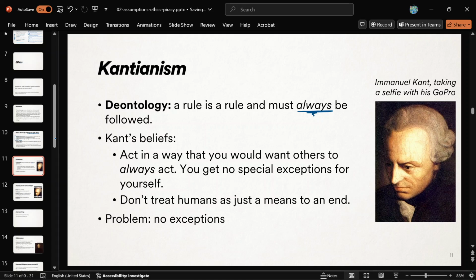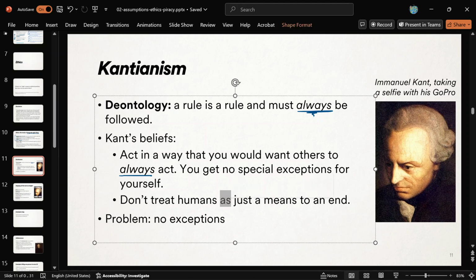And so here's what Kant believed. Here's how he thought about every ethical dilemma. All right? He thought that you should follow the golden rule, first of all, that you should act in a way that you would want others to always act. Okay? If you have a dilemma in front of you, think about how you would want everyone else in the world to think about that dilemma, and you follow along in that way. All right? Act in a way you would want others to always act, so the golden rule. And you also get no special exceptions for yourself. If everybody else is supposed to act in a certain way, you never get to break that rule yourself. Okay? That's what Kant thought. There should always be one way to do things, and everybody should always follow that way.